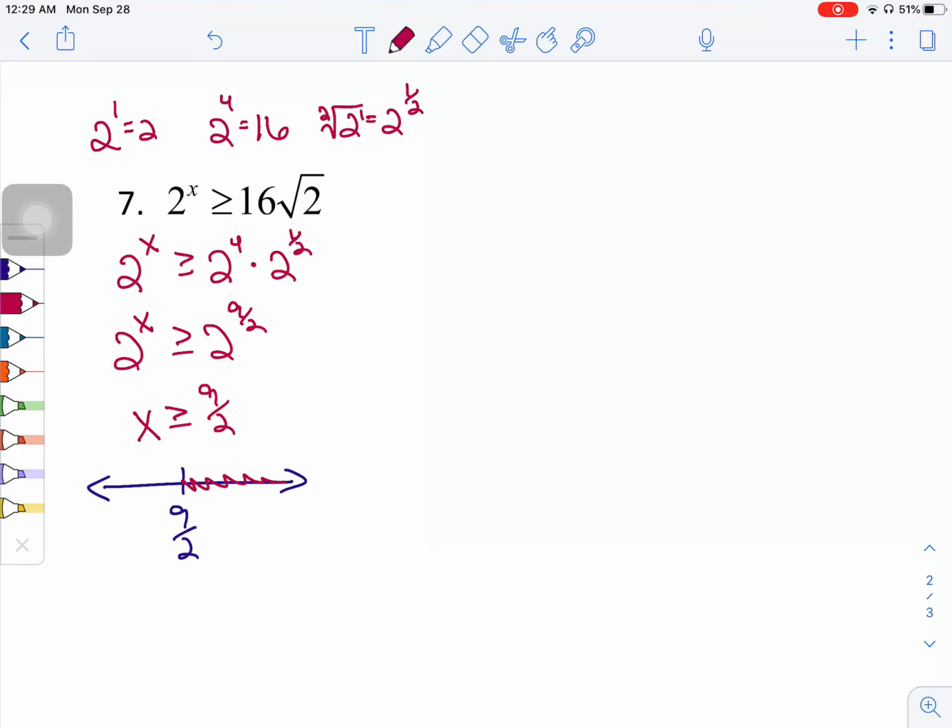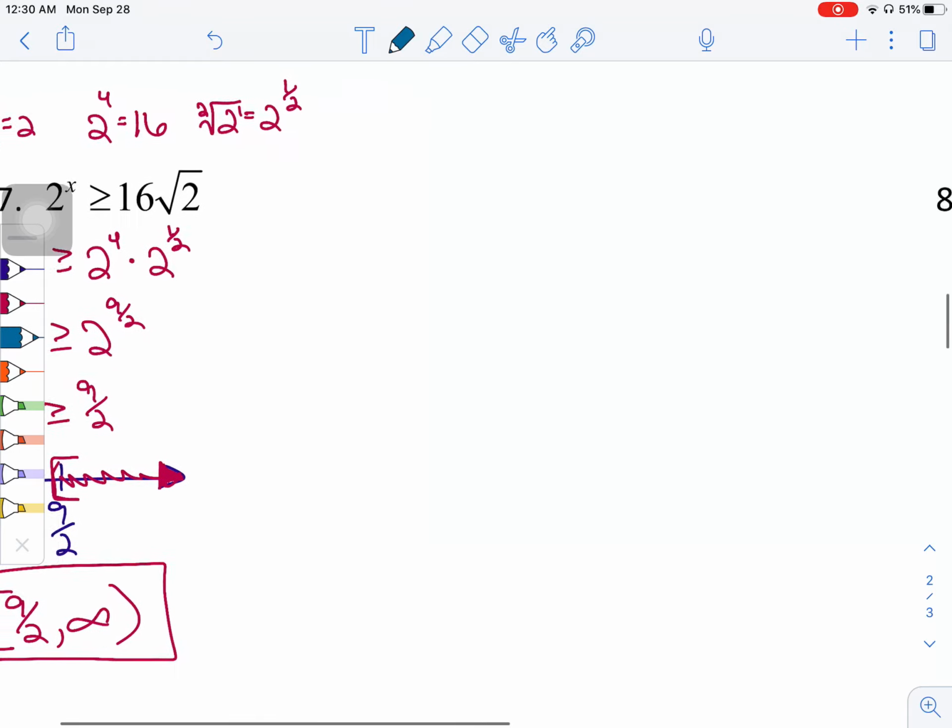So I'm going to shade to the right, and I need to use a bracket here. So I'm going to go from 9, that is a horrible 9, try that again. 9 over 2 to infinity is the interval that makes that inequality true. Okay, I'm going to do one more here in this video.